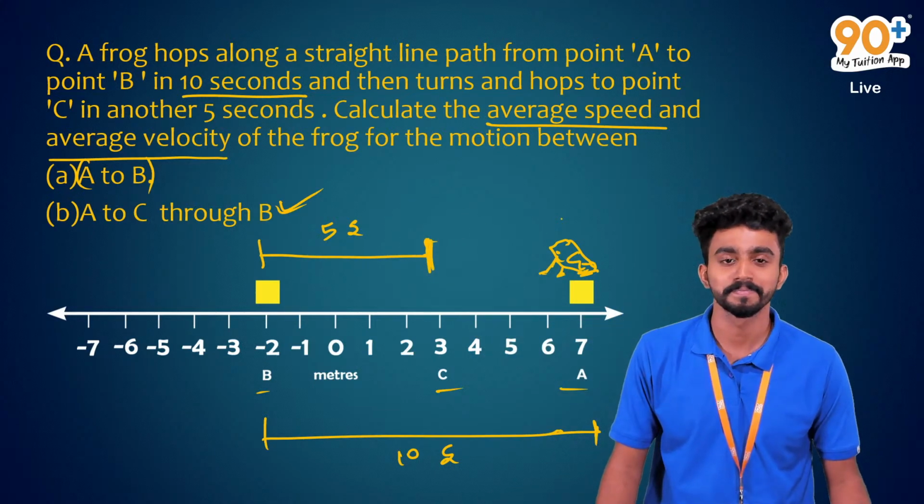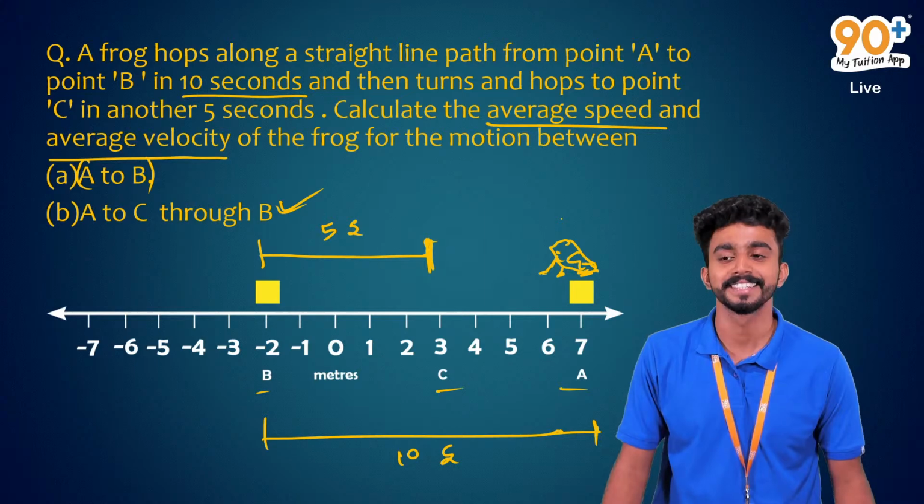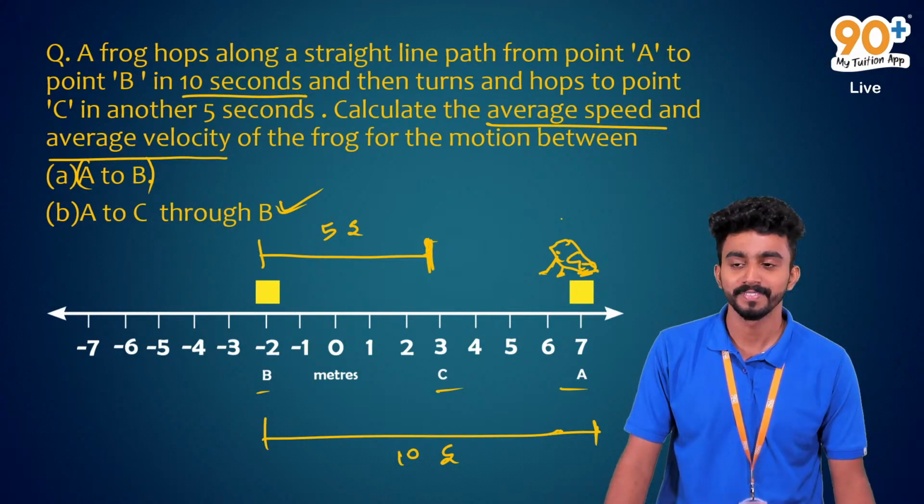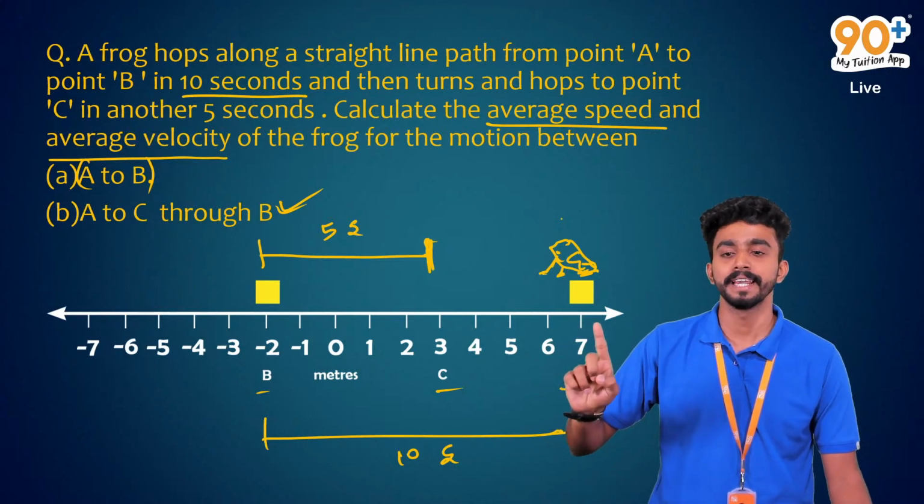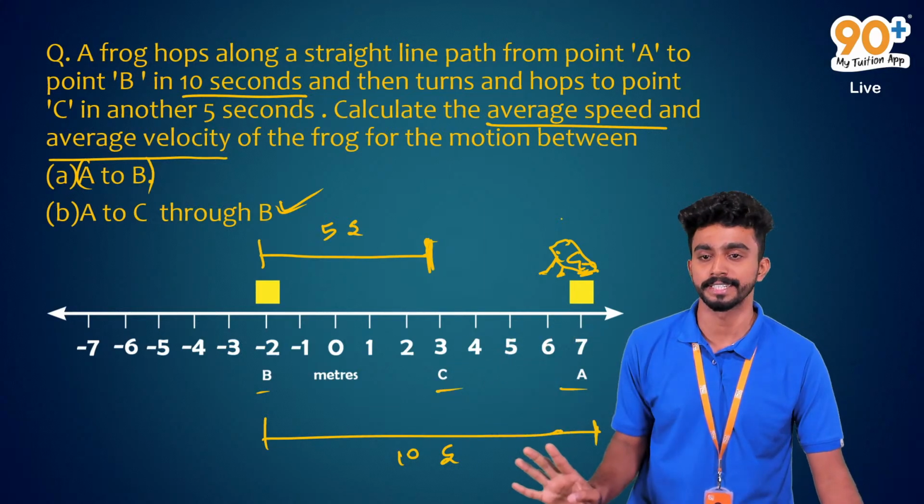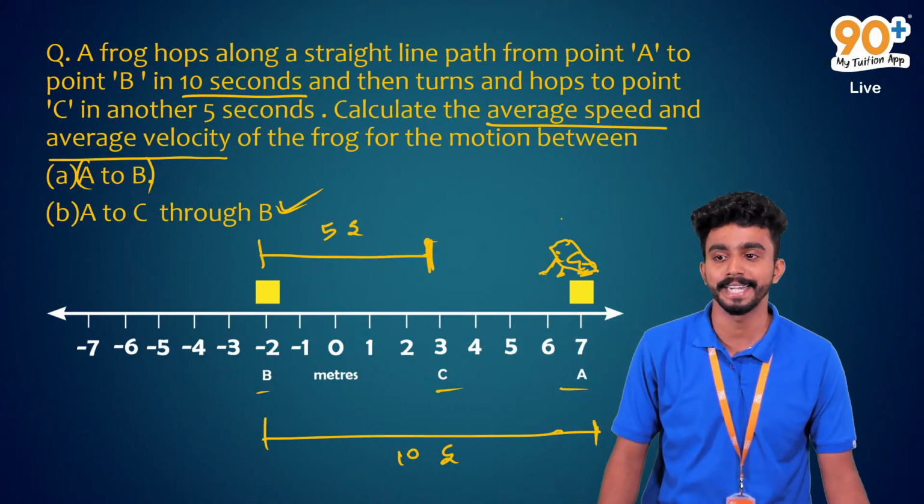Sir, no, I'm not talking about through B. I'm just talking about A to C. How are you counting? Like 4 units will be there, right? Yeah, from A to C it is 4 units. But it is mentioned through B, right?